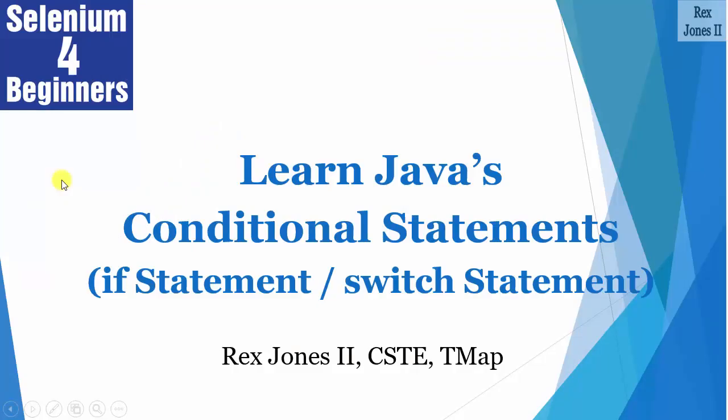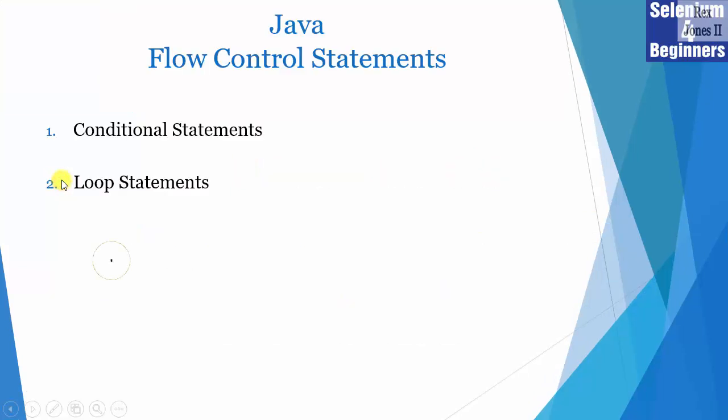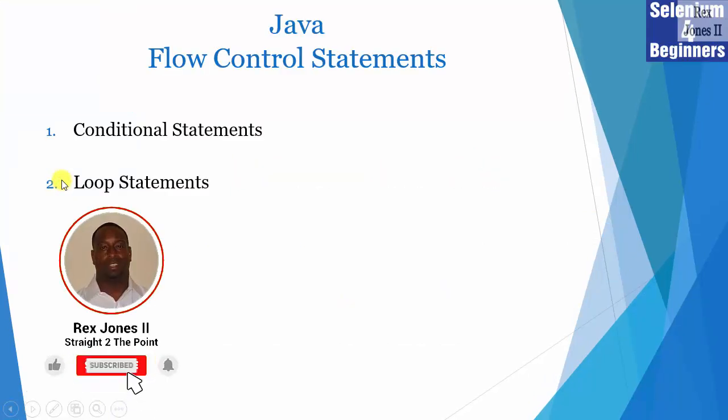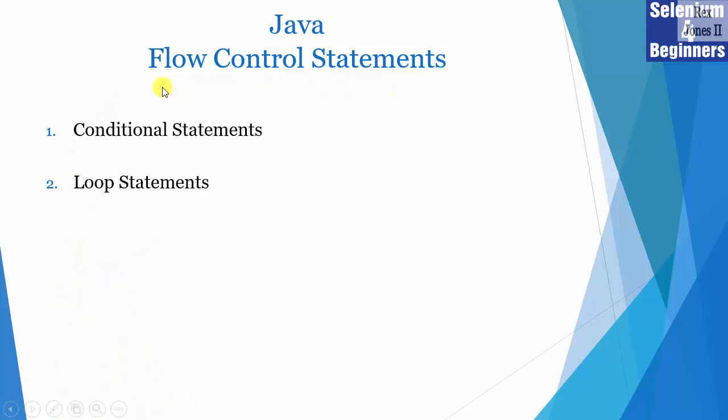We are going to discuss the if statement and switch statement. Both statements are conditional statements. Conditional statements and loop statements are flow control statements. A flow control statement is a statement that directs a program's execution flow. The flow is determined by a condition or loop.